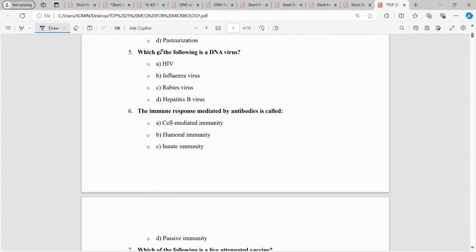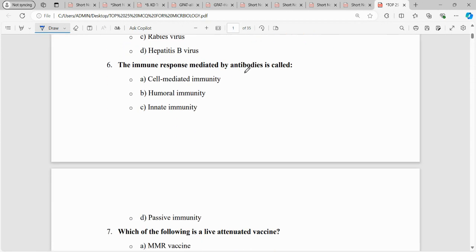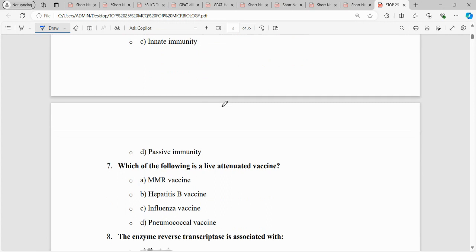Next, which of the following is a DNA virus? I want you to tell me the answer. I will eliminate one for you: HIV is a retrovirus, correct? Let me know in the comment section, is it influenza, hepatitis, or rabies? Next, the immune response mediated by antibodies. Antibody-mediated response is B cell mediated response, and B cell mediated response is known as humoral immunity.